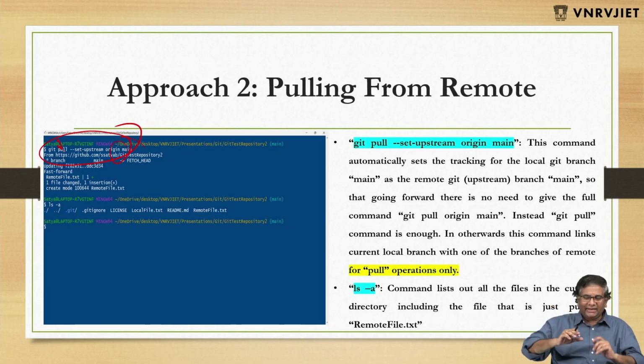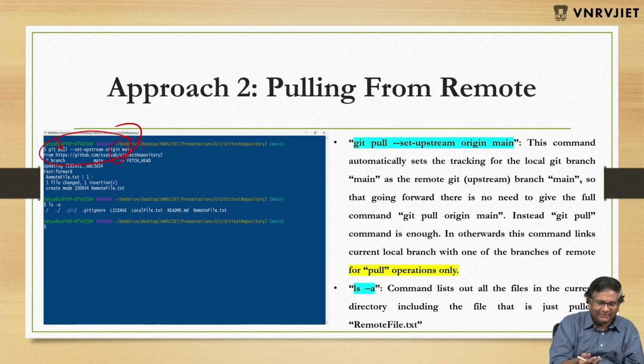It doesn't push or pull, right? That's the reason I have given this command 2 times. Anyway, it's just another command, right? Convenience. So I just run ls -a. Now I can see remote file.txt is there locally.